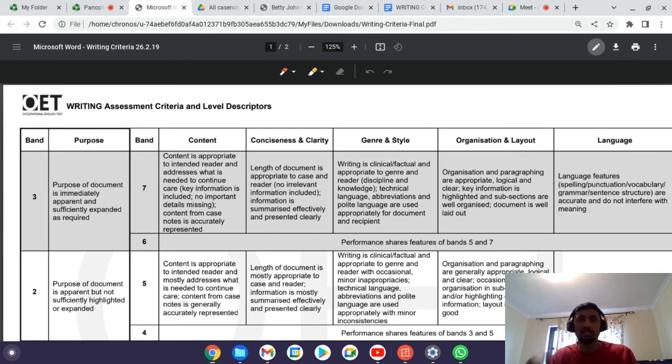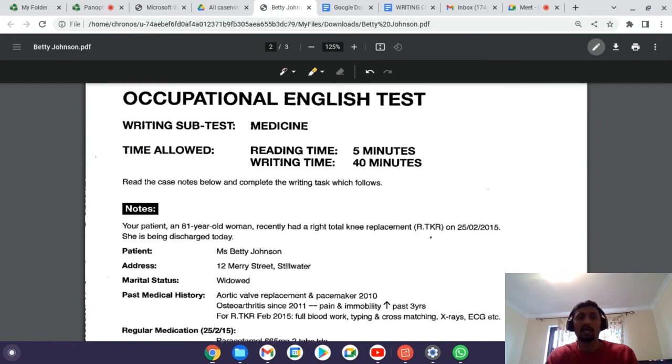If somebody is very new to OET, I have to tell you that you will get a case note like this for your exam. The exam is 45 minutes, and the first 5 minutes are only for reading time. That means you can read your case note, but you can't even touch your pencil. Your pencil should be on your table. You can't touch your pencil for the first 5 minutes. In that time you can read your case note and understand what's in it.